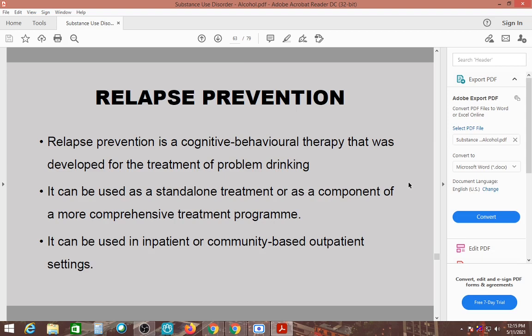Now, the second point: it can be used as a standalone treatment or as a component of a more comprehensive treatment program. Sometimes just CBT is enough, right? It can be used only as CBT with different stages, phases and steps. Now, what do they do here? I will do this a bit in detail.